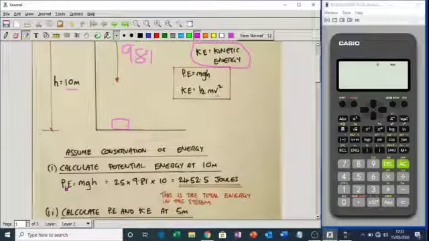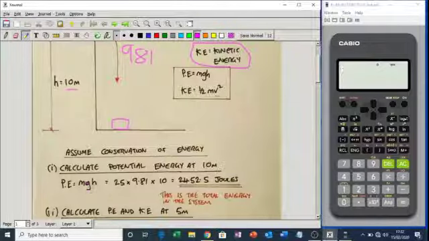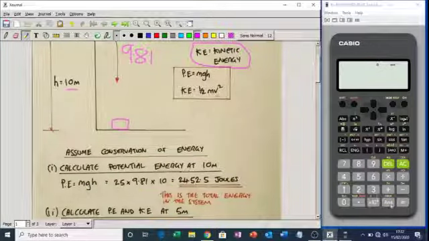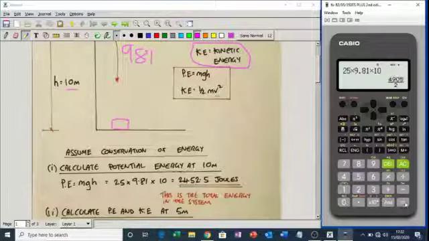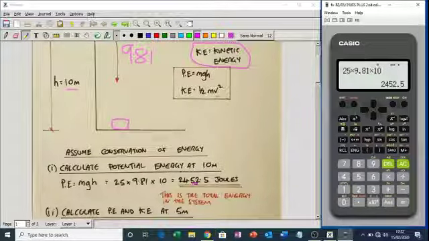So mgh is potential energy, m times g times h. M is mass, which is 25. Acceleration due to gravity is 9.81, and the height is 10. So it's just 25 times 9.81 times 10. That gives you 2452.5 joules. So that is the total energy in the system.